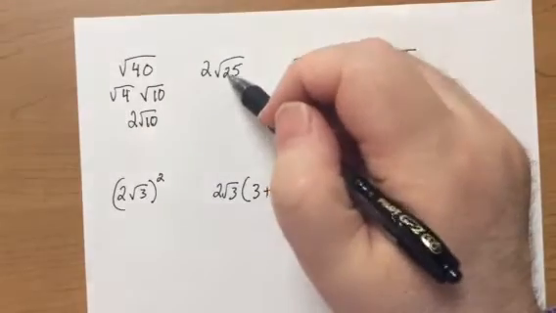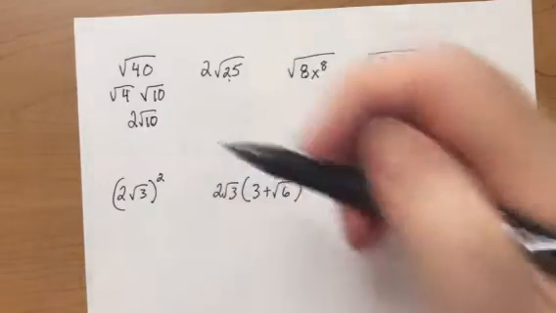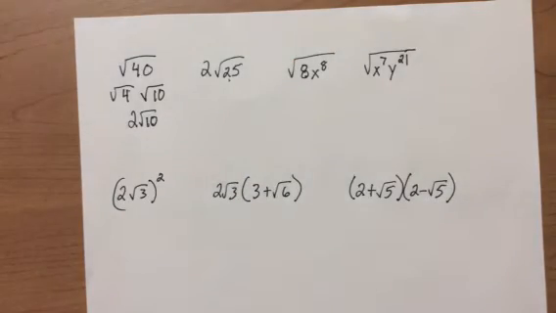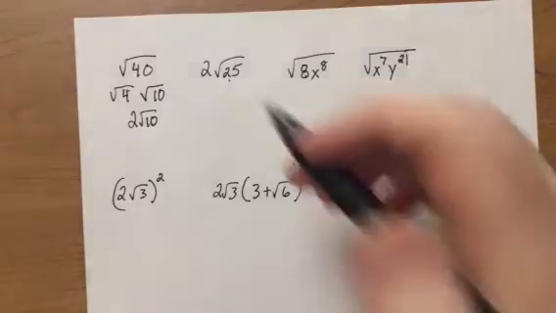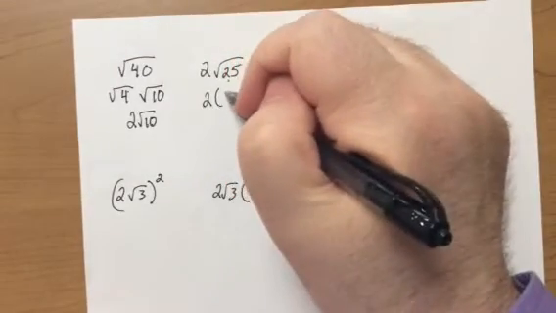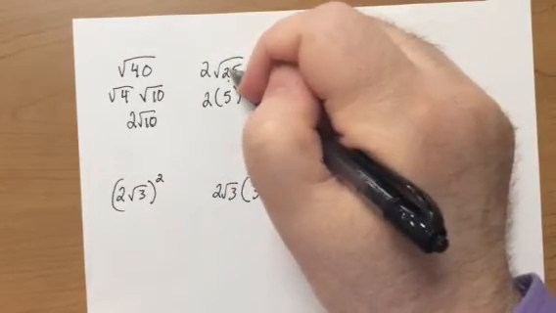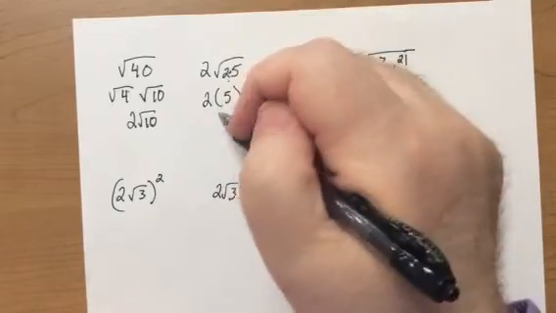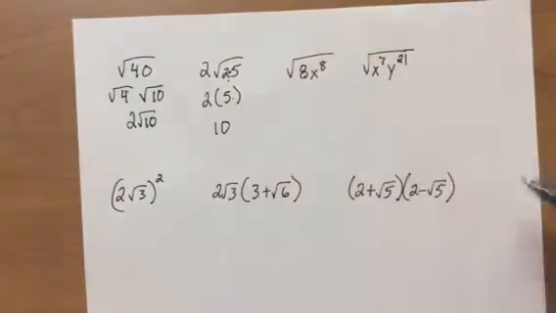Now this one, 25 is a perfect square. You have 5 times 5. So square root of 25 is the number 5 because multiplying together two 5s makes 25. Then 2 times 5 is 10.